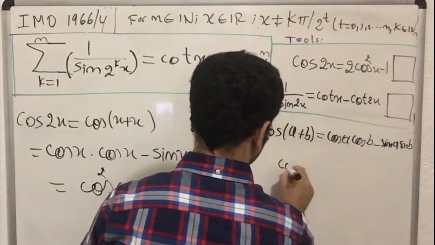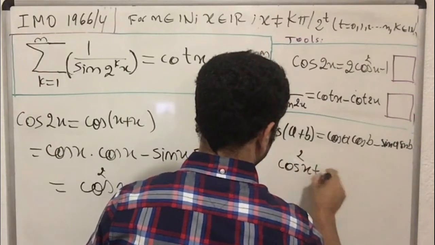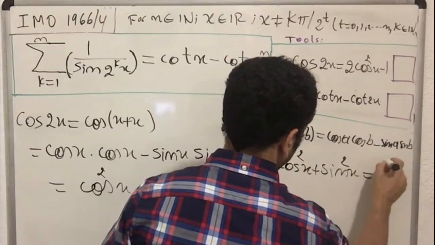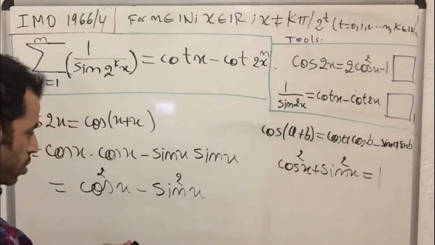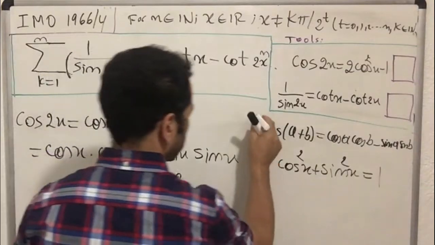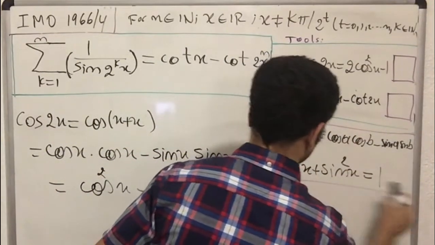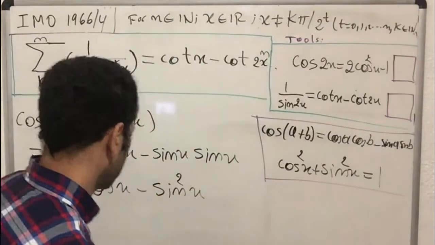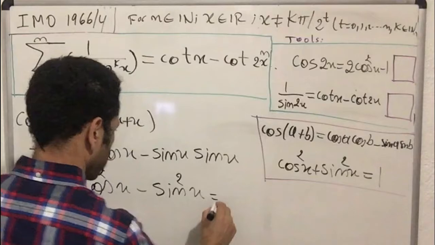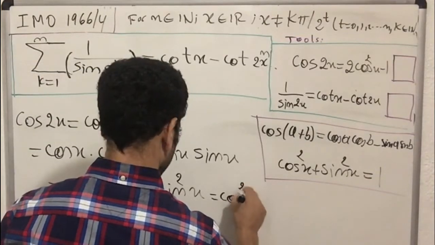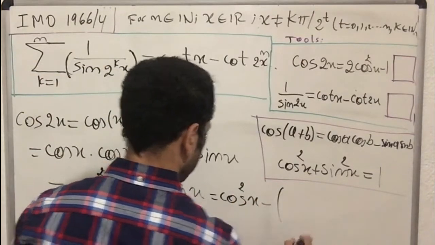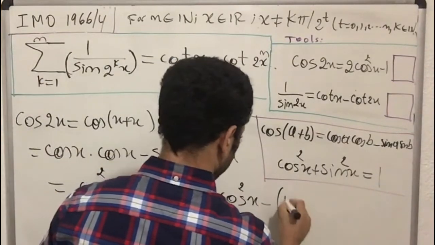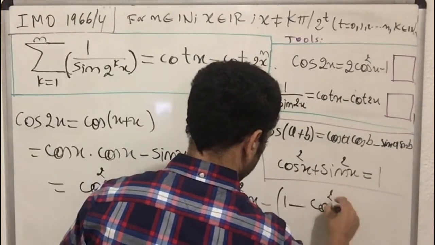As you know, cosine x squared plus sine x squared equal to 1, right? We have these two formulas. Now I'm just inserting this one into here. So this one is giving us cosine square x minus sine square x, where sine square x equal 1 minus cosine square x.